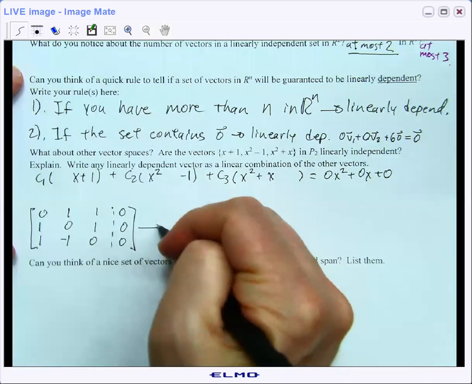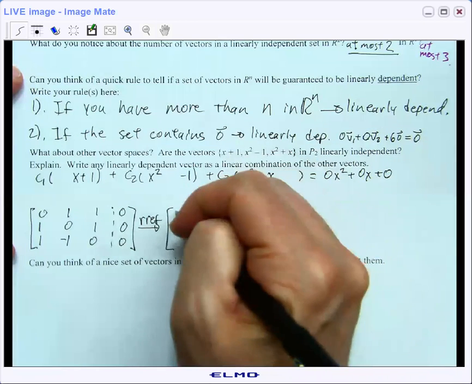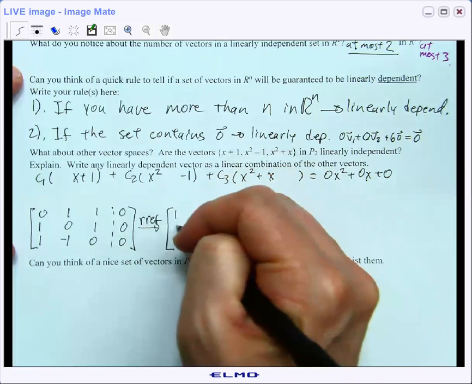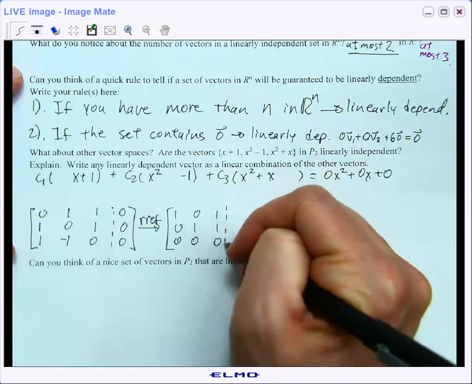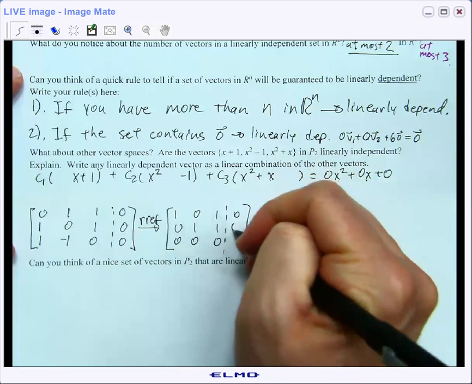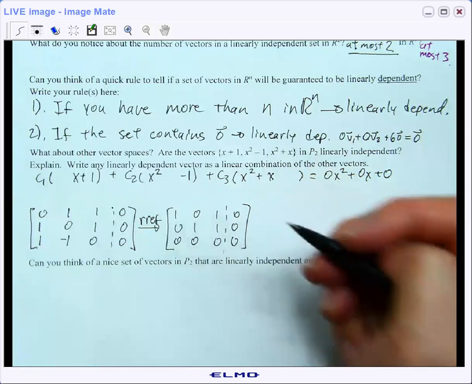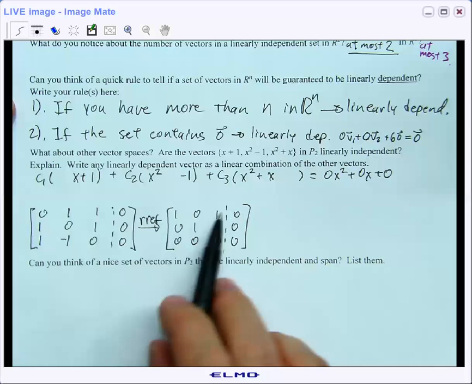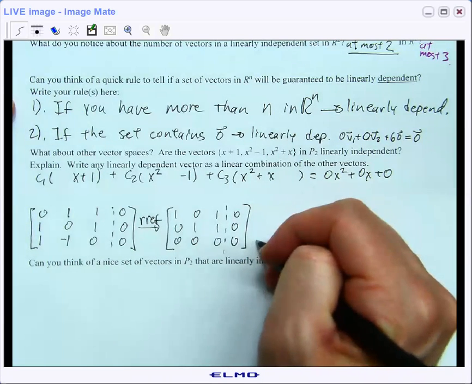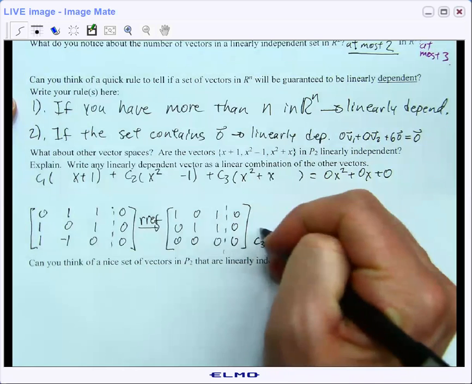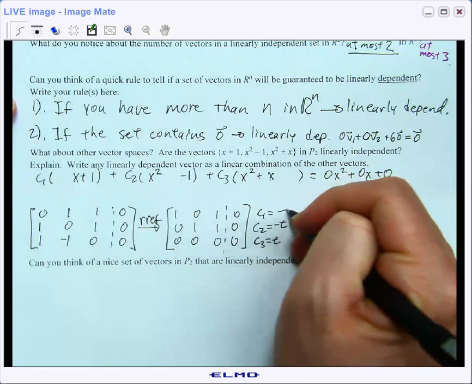If we take this matrix and put it into our calculator in reduced row echelon form, we will get the following. Again, we see that we have two non-zero equations in three unknowns. Therefore, we're going to need a parameter. So if we let C3 equal t, then C2 would equal negative t, and C1 would equal negative t.